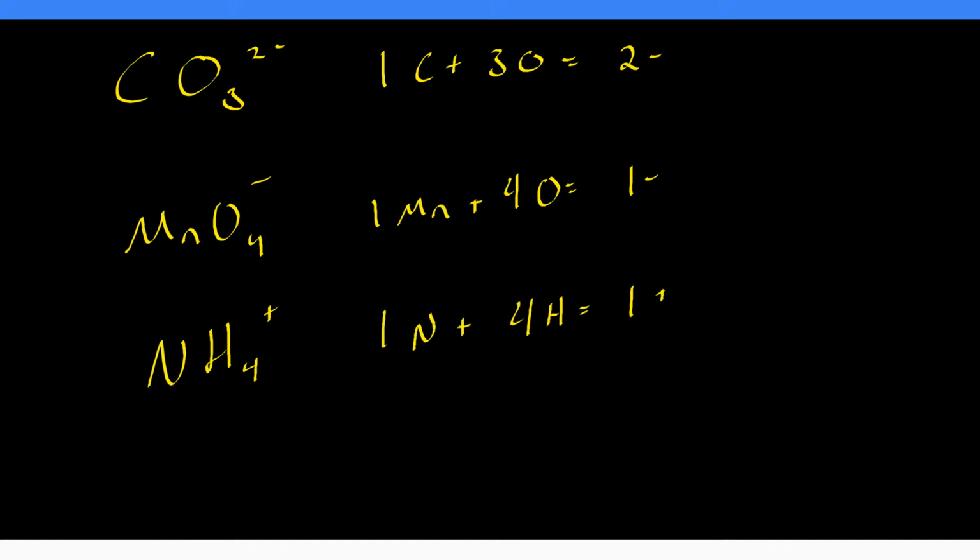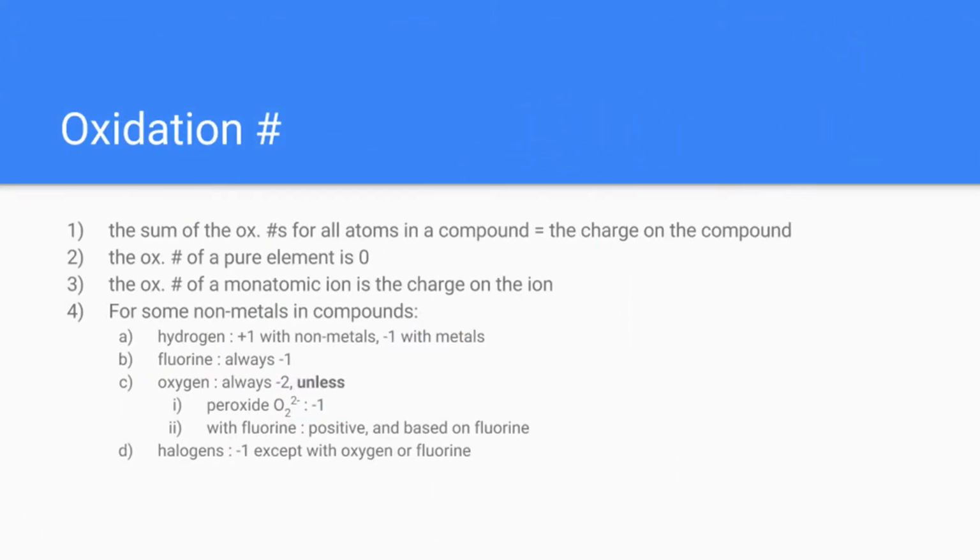I should probably have drawn a neutral species on here as well, say carbon dioxide or water. Those would add up to 0. If it's a neutral species, they add up to 0. It's an oversight on my part. But that is fairly simple, fairly straightforward, I hope. And our next rule is that the oxidation number of a pure element is always 0.